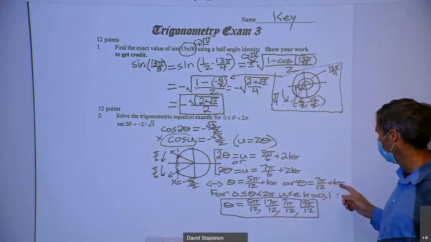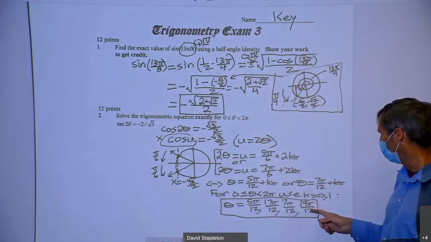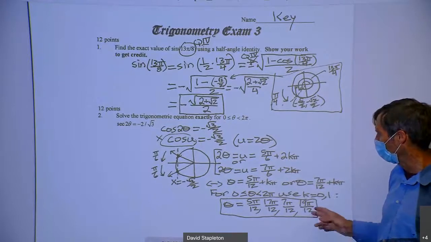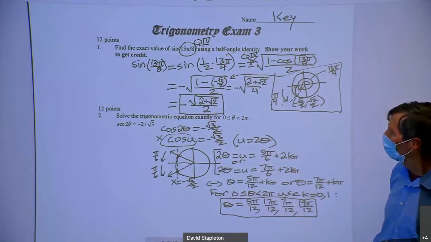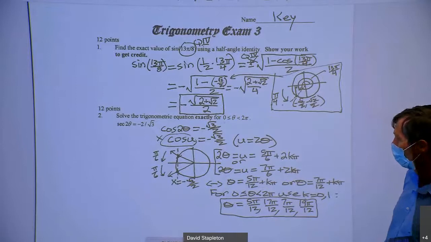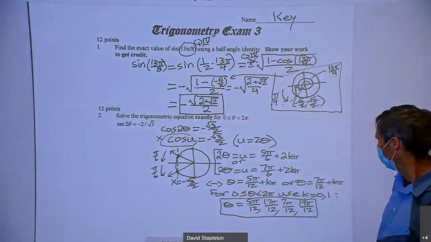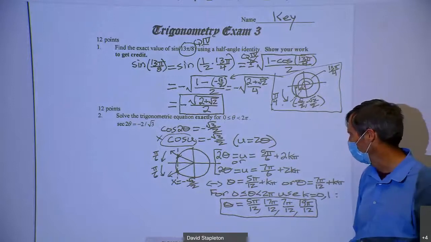Same thing over here. K equals 0 and 1 gives you these two angles. Anything bigger or smaller gives you something bigger than 2 pi or less than 0. So these are the only 4 angles within one rotation that will make secant 2 theta equal minus 2 over square root of 3. 4 answers. How about that?